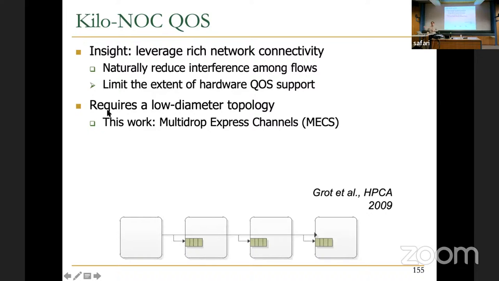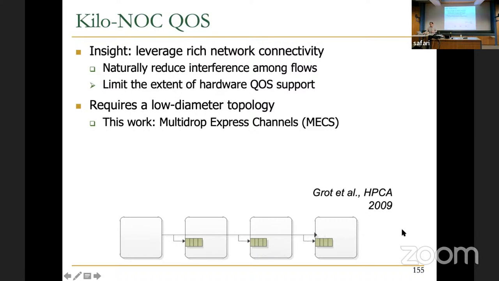This is a single dimension. You can see one row and four nodes. The idea of multi-drop express channel is essentially this. You have a single bus type of channel, and then you have multiple drops. It's a multi-drop bus basically. So you need to have some sort of small arbitration over here to decide this is the destination, so you need to do ejection over here. So there's some buffering.